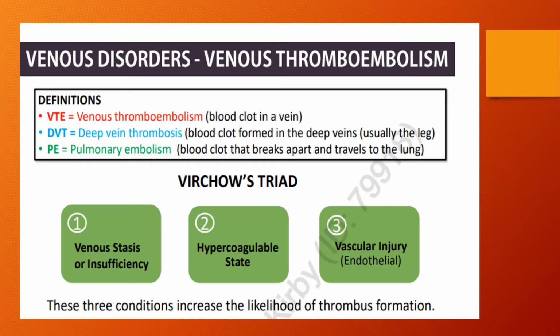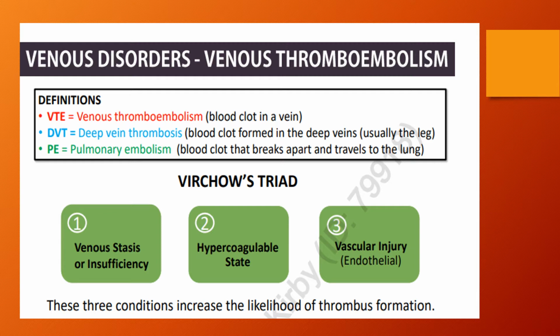So here are some definitions. I know you guys know this from patho, but we'll just do a quick review. So VTE, venous thromboembolism, is a clot that's formed in the vein. DVT, deep vein thrombosis, is a clot formed in the deep veins, usually the legs. PE, pulmonary embolism, is a clot that breaks apart and travels to the lung.